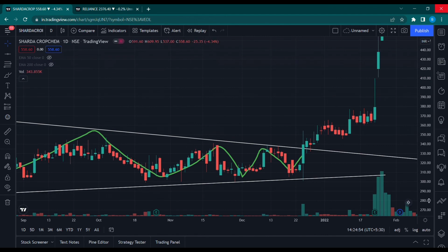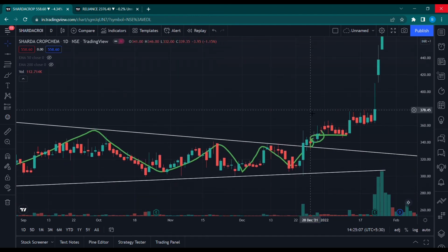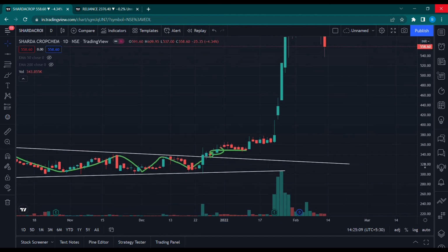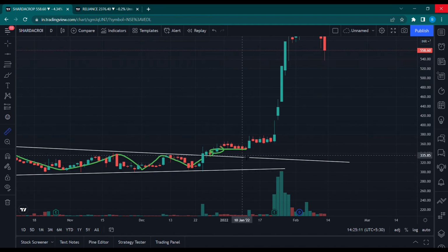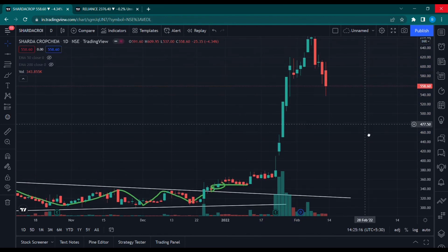See here, I'll zoom in. Once this happens, we get this candle, and then we get this red candle, green candle, we can enter here. And then see the move from here. This is the kind of move we are expecting. From here we are just holding till around, this gave a 90% move, by the way.